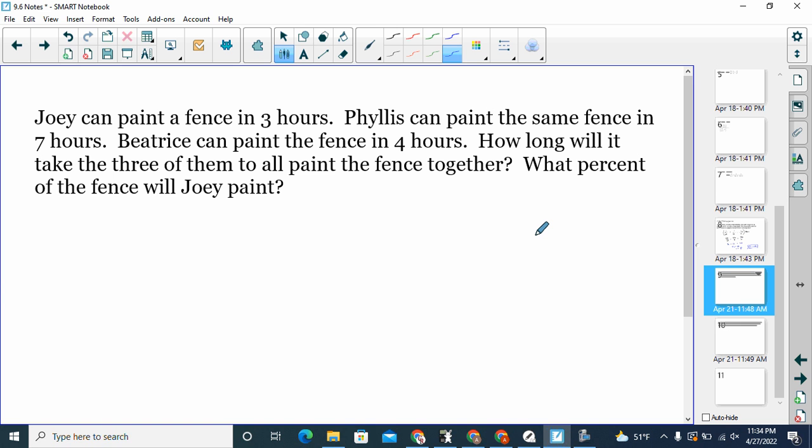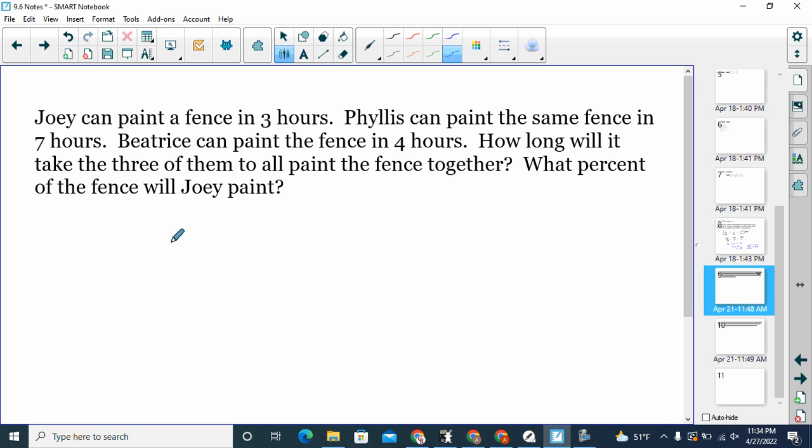Number 2 says Joey can paint a fence in 3 hours. It doesn't always deal with painting a fence, but it is completing a job of some sort. Phyllis can complete the same job, paint the same fence in 7 hours. Beatrice can do it in 4 hours. How long will it take the 3 of them if they do it together?